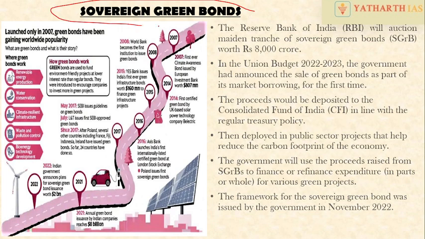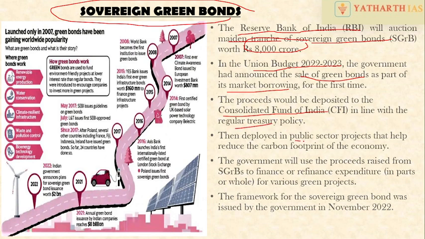The sovereign green bonds. So the Reserve Bank of India will auction the maiden tranche of sovereign green bonds worth rupees 8,000 crore. In the Union Budget of 2022-23, the government had announced the sale of green bonds as part of its market borrowing for the first time. The proceeds could be deposited in the Consolidated Fund of India in line with the regular treasury policy, then deployed in public sector projects that help to reduce the carbon footprint of the economy.